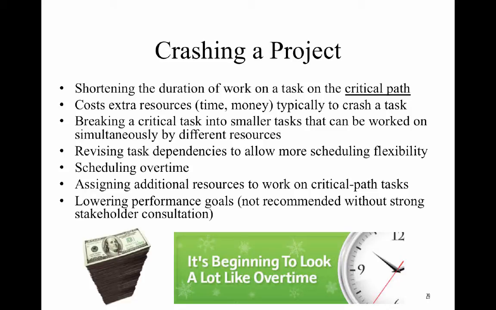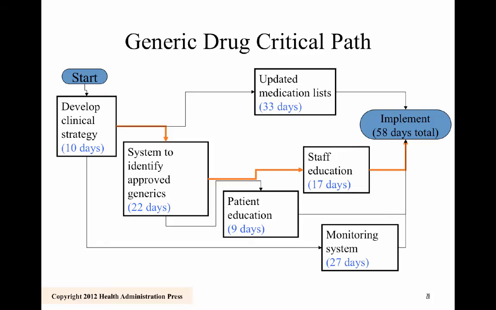So crashing a project. Once we've identified the critical path, and let's go back for just a second, you see the critical path with the orange highlighted arrows. If I take staff education and I reduce that to 16 days, well then I continue to factor out each path, and now I find that this says 57 days total. Okay? So if I reduce this by 1 day, now it's 57 days in total.